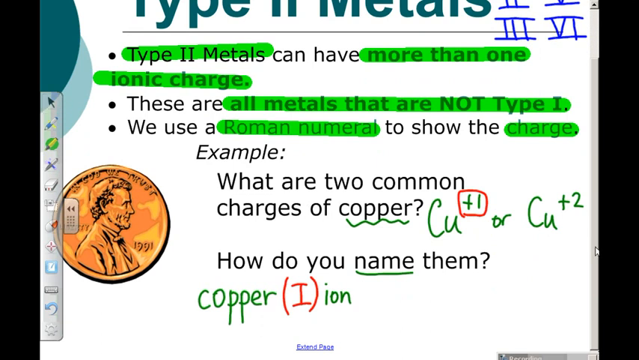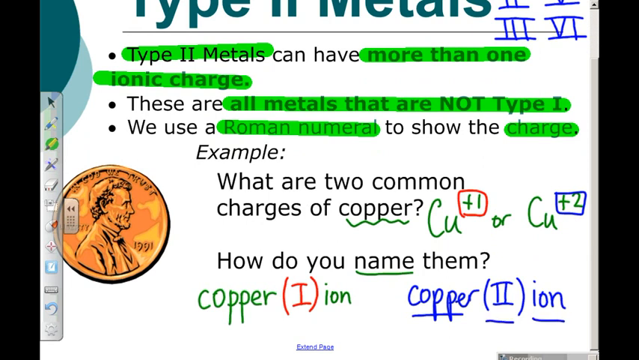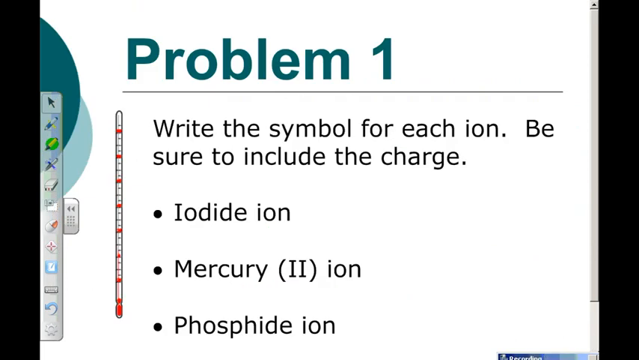For the second example, this one's also copper, but because it has a charge of a +2 here, I'm going to use, you guessed it, a Roman numeral 2, also in parentheses, followed by the word ion. So we give the name of the element and then the charge written in parentheses as a Roman numeral, and then the word ion. Let's do a couple practice problems together.